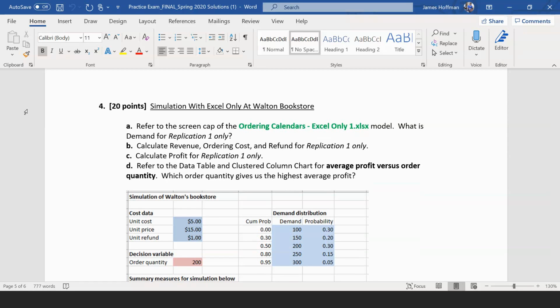Let's look at the screen cap of ordering calendars, Excel only model 1, and ask what is the demand for replication 1 only. Obviously you don't have to do the whole simulation, but I want you to know how to do one of the simulations, so you see how it gets repeated. First, how does Excel figure out what demand to use based on the lookup table? So what's the demand for replication 1?